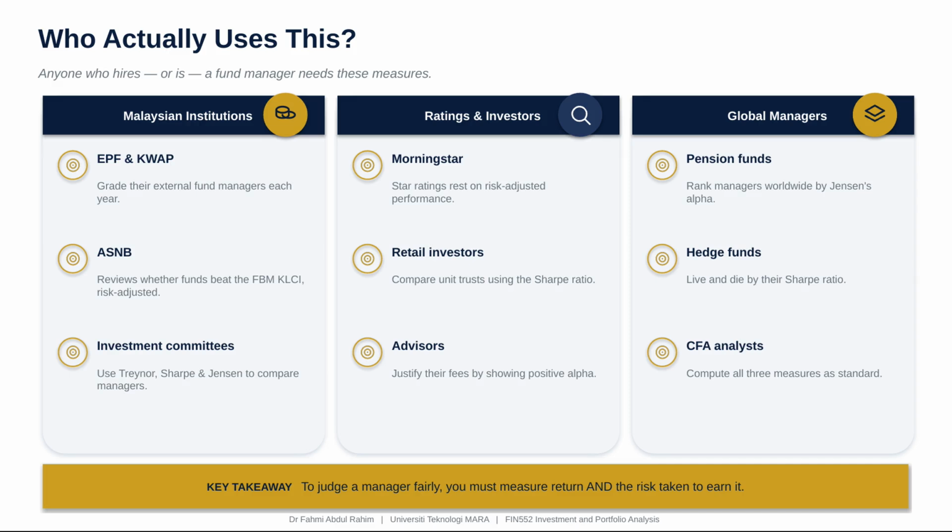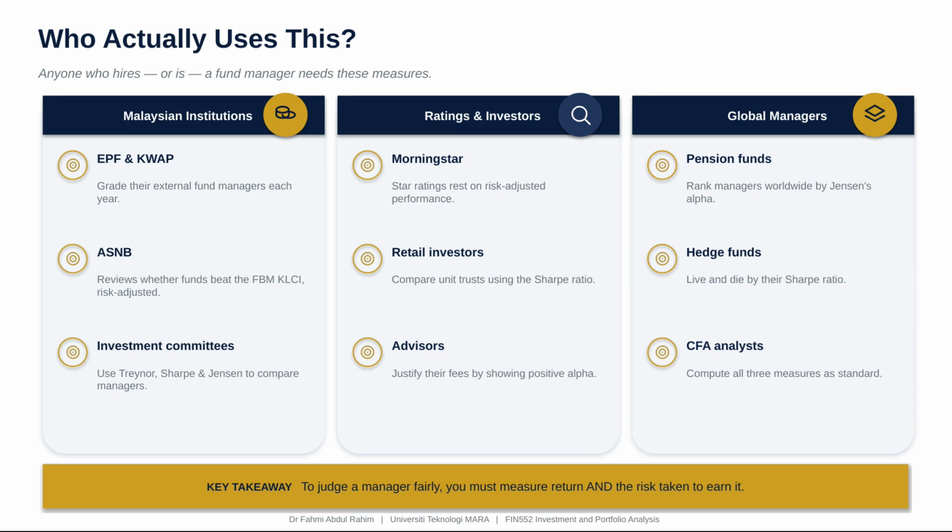Before the theory, let me show you that risk-adjusted performance measurement is used everywhere money is managed. Look at the first column, Malaysian institutions. The EPF and KWAP grade their external fund managers every single year using these measures. ASNB reviews whether its funds beat the FBM KLCI benchmark on a risk-adjusted basis, not just on raw return. And investment committees use Treynor, Sharpe, and Jensen side by side to compare competing managers.